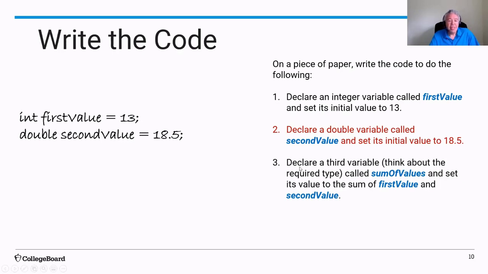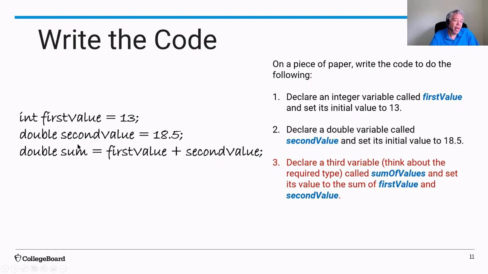And then finally, the third thing we said we were going to do was declare a third variable, and I prompted you a little bit to think about the required type. Remember in a past video, we said that if I add a double and an int, I'm going to get a double result, which means that I need to store this in a double variable. If I try to store it in an int, it's going to give me an error saying that it can't do that. So we're going to have a double sum equals first value plus second value to find the sum of the first value and the second value. We'll take the value in first value and add it to the value in second value. Once we've found the sum, the last thing that will happen is that value will be assigned to the variable sum.